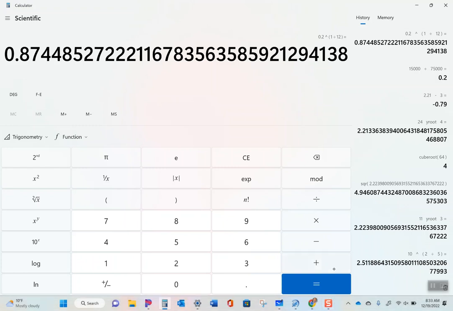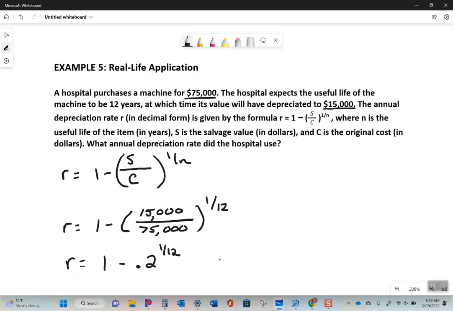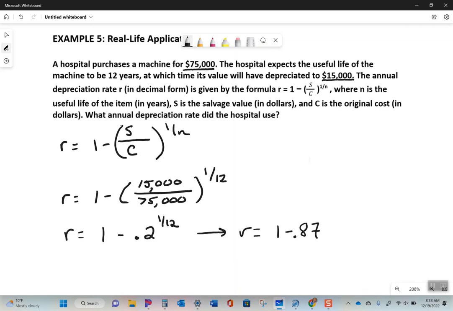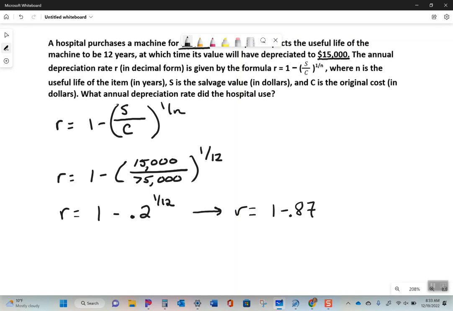So, guys, this is the same as r equals 1 minus 0.87. And 1 minus 0.87, anybody know it? Close. So the annual depreciation rate the hospital used would have been, what's 0.13 going to be as a percent, kids?